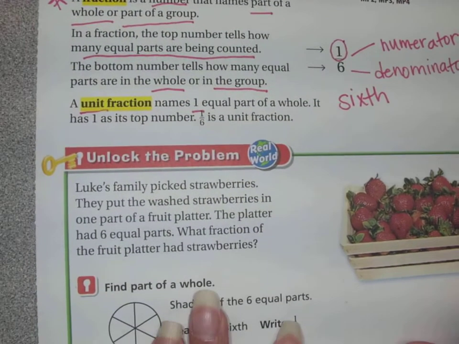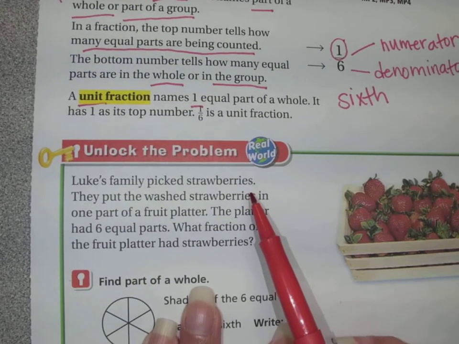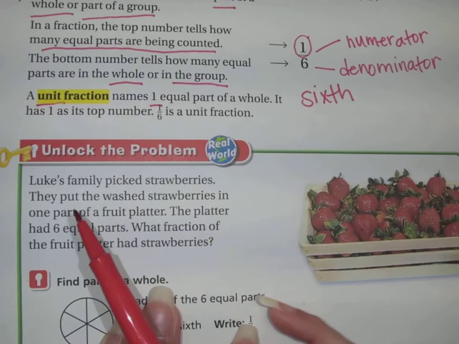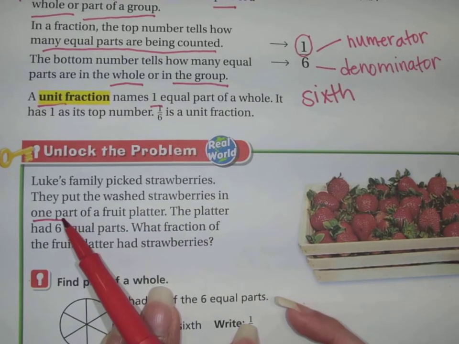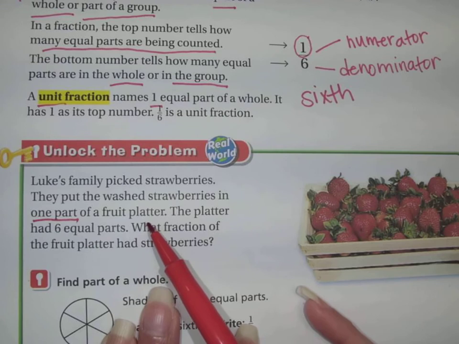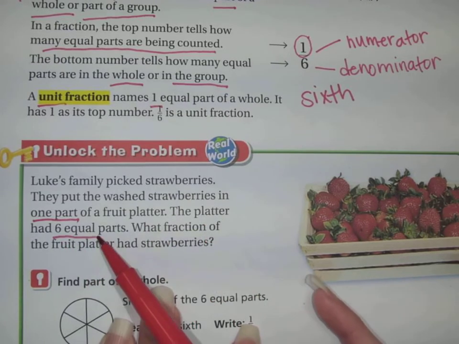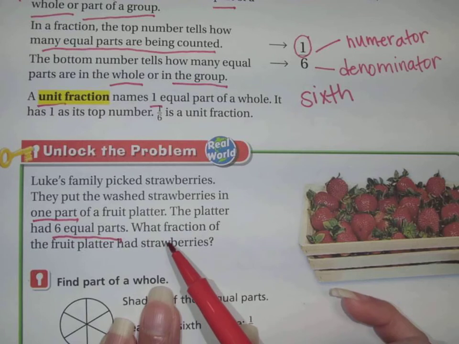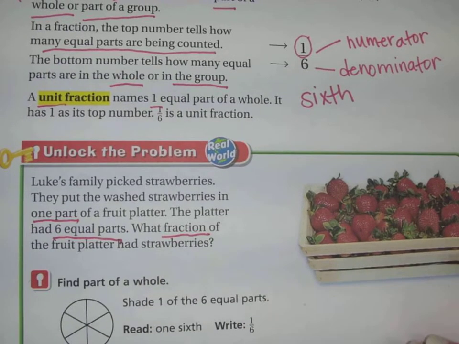Let's unlock the problem. Luke's family picked strawberries. They put the washed strawberries in one part of a fruit platter. The platter had 6 equal parts. What fraction of the fruit platter had strawberries?